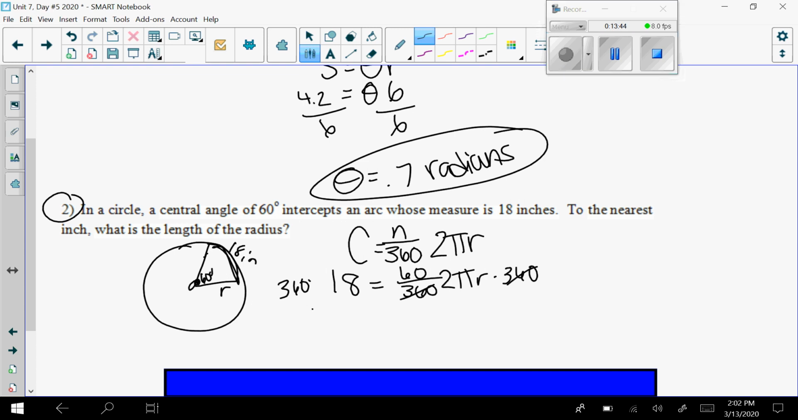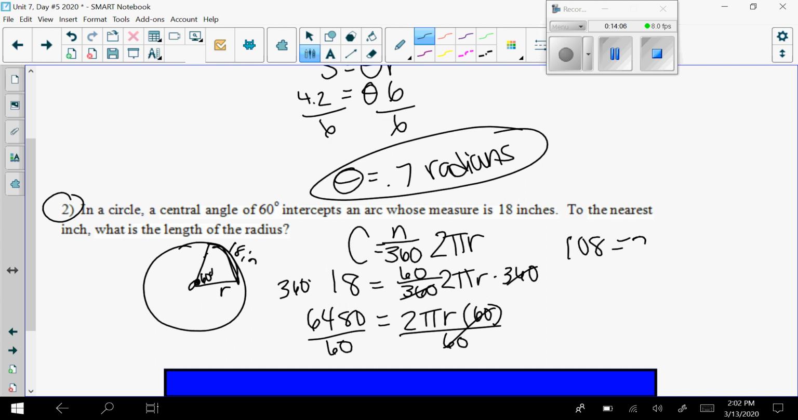Okay, we get 6,480 equals 2 pi r. Oops, we still have a 62. So now I'm going to divide both sides by 60. You can, of course, solve this in a variety of ways. Do this however makes most sense to you.